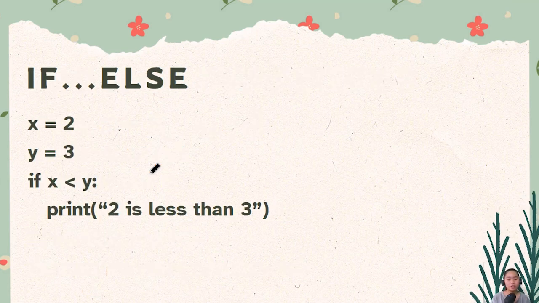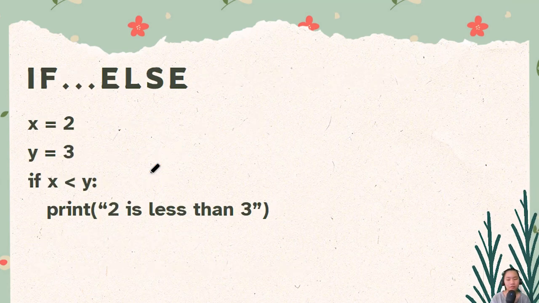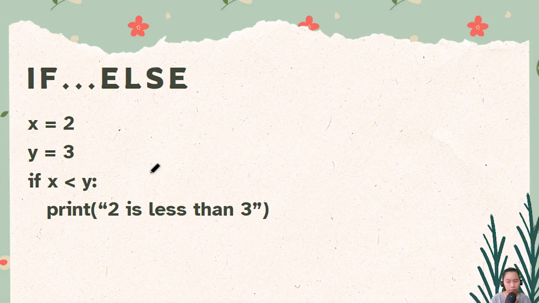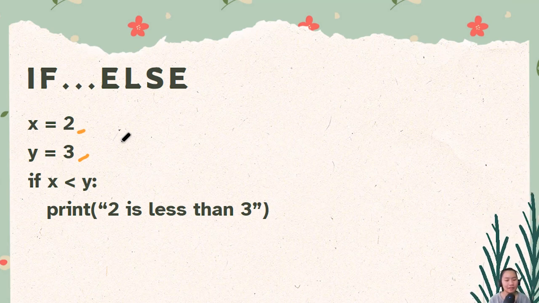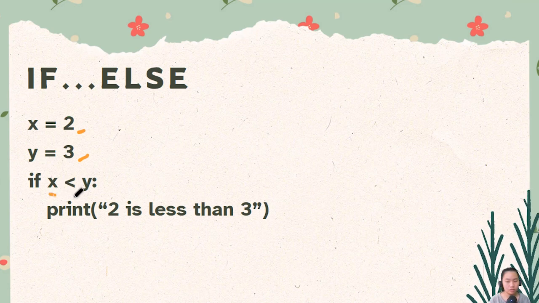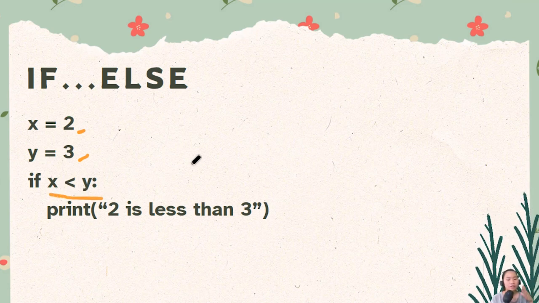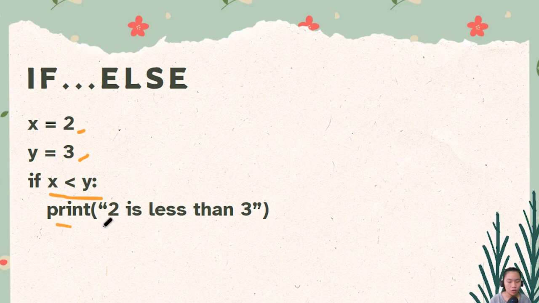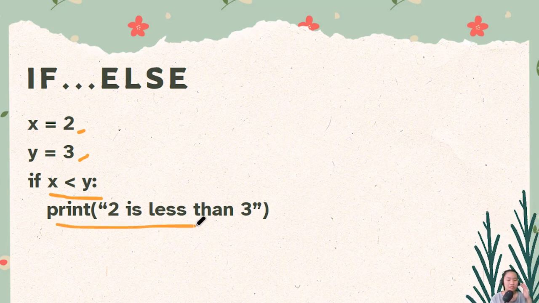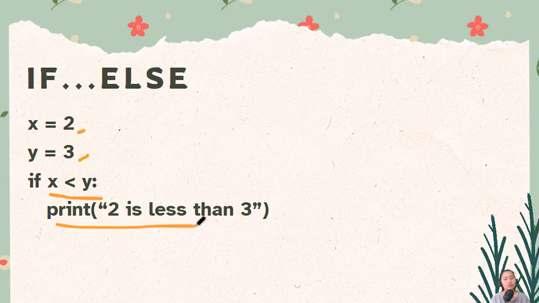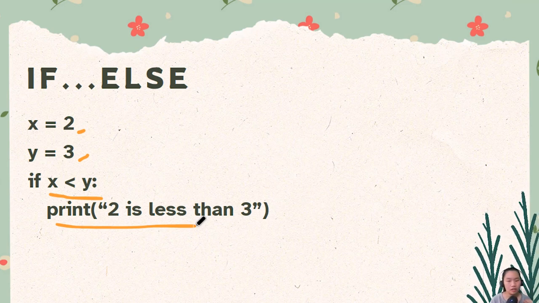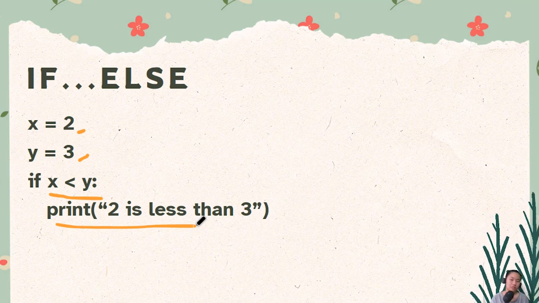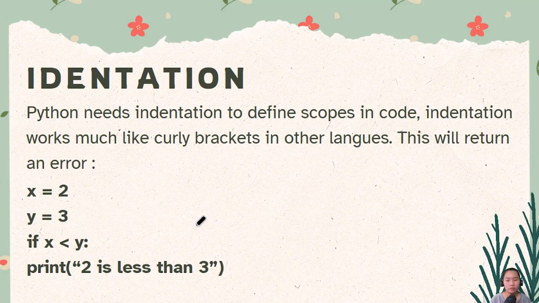So, after logical conditions, let's take a look at the simple syntax of if and else. So, at the bare minimum, you have 2 values. Okay? You have 2 values, x and y. If x is less than y, so this is your condition right here. If the condition is true, execute whatever is below here, or whatever is in the condition. If x is less than y, so if 2 is less than 3, print 2 is less than 3. Very easy to understand, right? So let's move on to the next part.